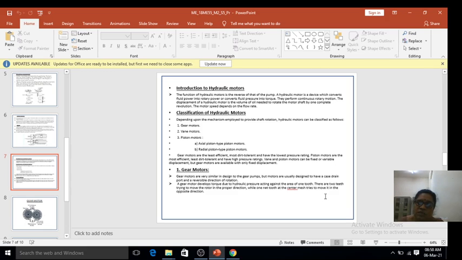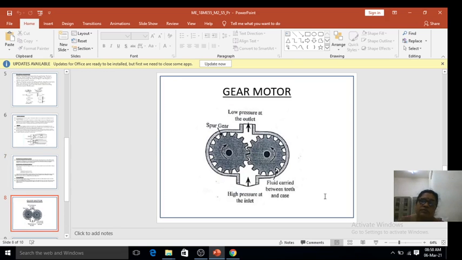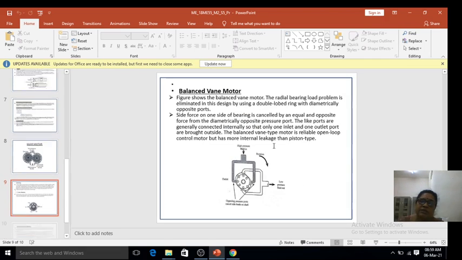The gear motors are very similar in design to the gear pump, which I have already discussed in the first session. But motors are usually designed to have a case drain port and a reverse direction of rotation. This is the gear motor. It is of two types, external gear motor and internal gear motor, similar to the external gear pump and internal gear pump.